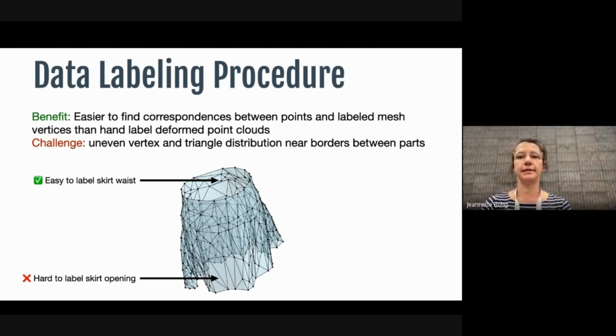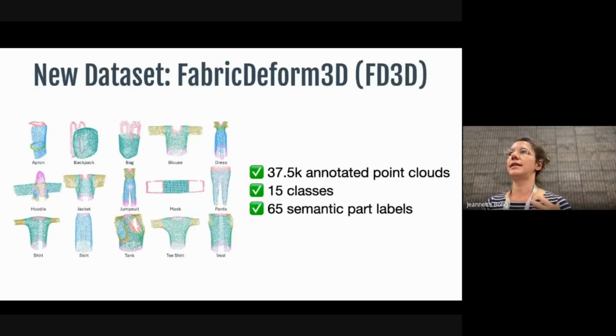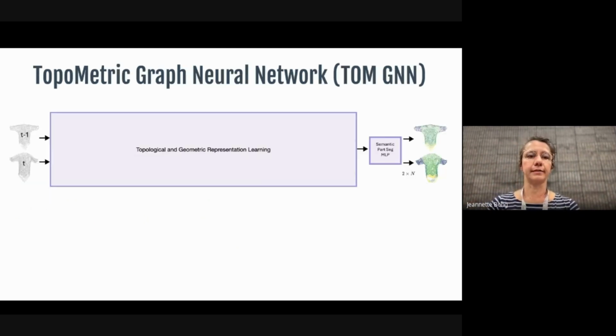Yeah, so these were the details on how we generated the fabric deformed 3D data set that I really hope we're going to release soon. I really hope it's going to be useful for you for doing research as well. And so now we have our data that we can use to evaluate whether our hypothesis of embedding topological methods into a network structure is useful or not. So let's look at this.